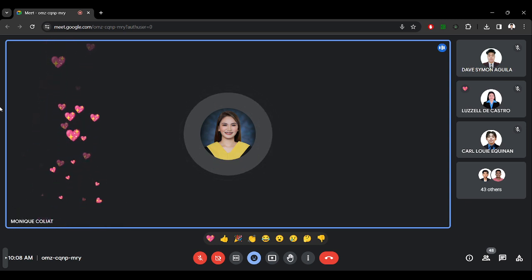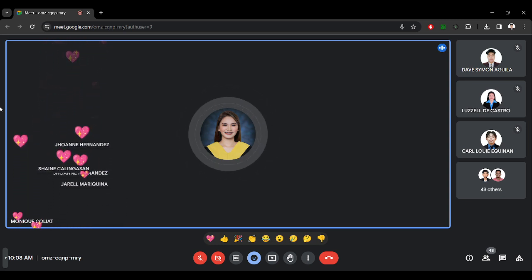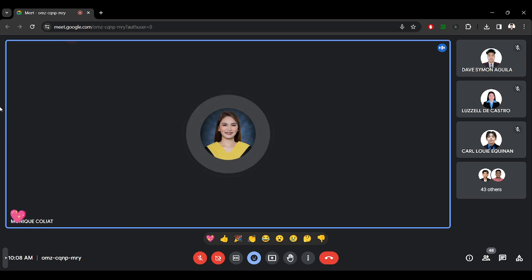Yung mga ano dyan, pagkatapos ng klase, sisibat na sa date yan. Sisibat na sa date. Sana all.